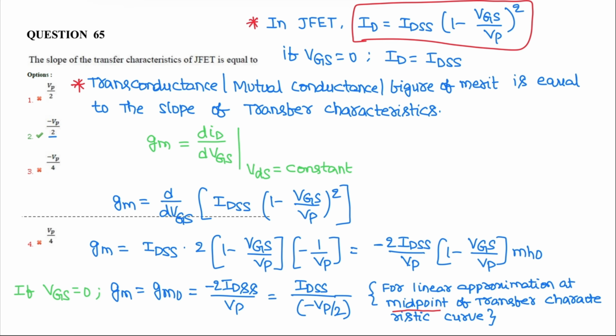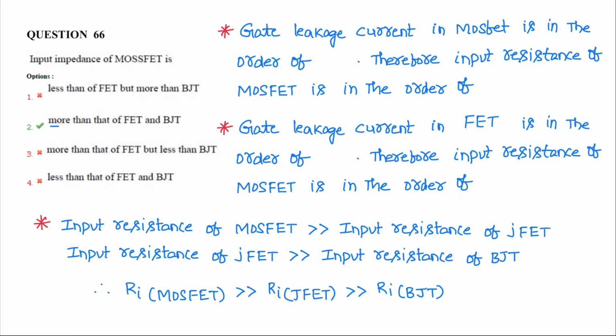So correct option is 2. The slope of transfer characteristics of JFET is equal to minus VP by 2. And this slope is obtained assuming the curve is linear and the slope is calculated at midpoint of transfer characteristics curve. Question number 66.